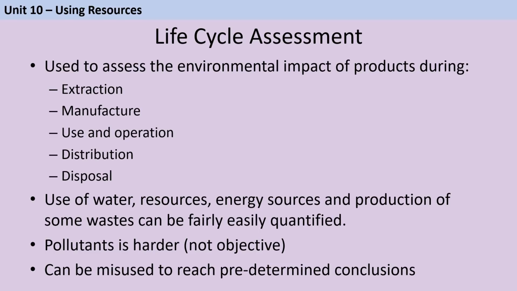For instance, it can be hard to know exactly how much carbon dioxide will be released as a result of this product being made, because some of that might come down to the amount of electricity that's used when it's being used, and we might not know that in advance. In addition, it's often the company that's manufacturing a product that is writing the life cycle assessment, so they're sometimes not objective and can be misused to reach predetermined conclusions.